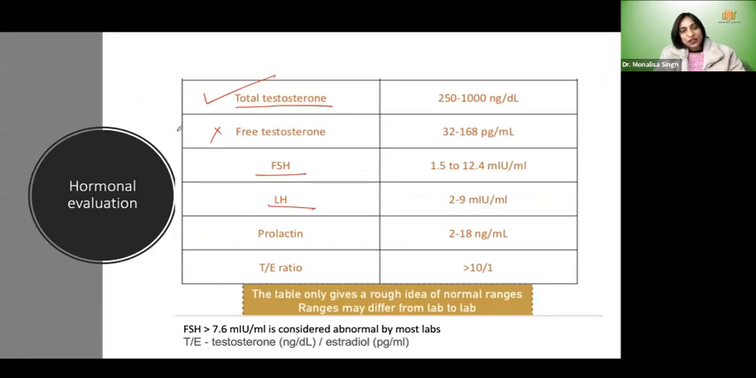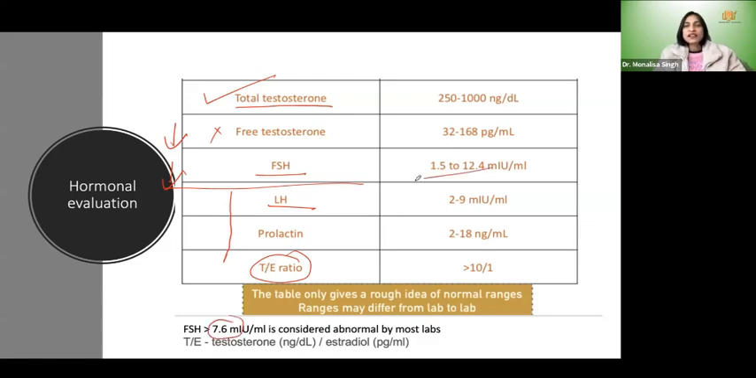If testosterone is low, FSH is low, then we move on to the next tests: LH and prolactin and TE ratio. TE ratio is not very important for you. Testosterone to estradiol ratio, not important. It is important in deciding the management. It doesn't tell you about the etiology of male infertility. So not important.